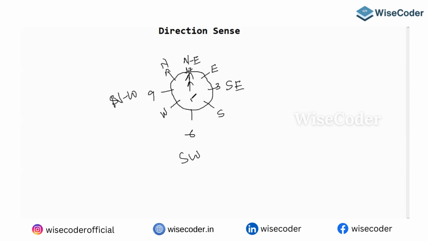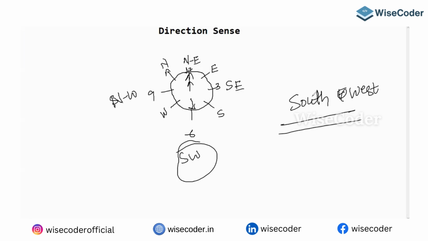He is asking when the time is 6 o'clock. When the time is 6 o'clock, the hour hand shows towards 6, the minute hand shows towards 12. So this is which direction? South. The answer for this question is southwest.